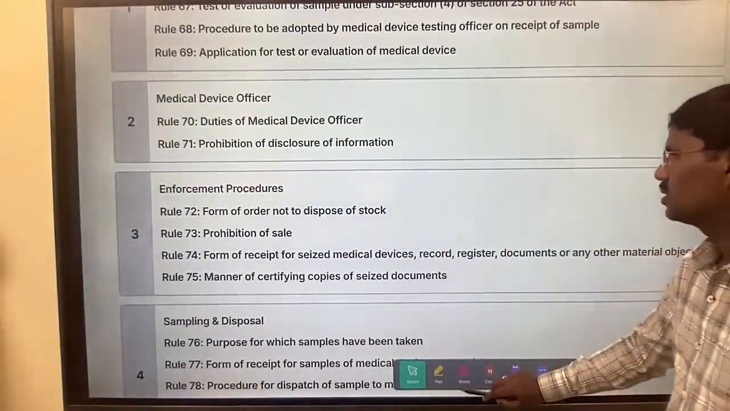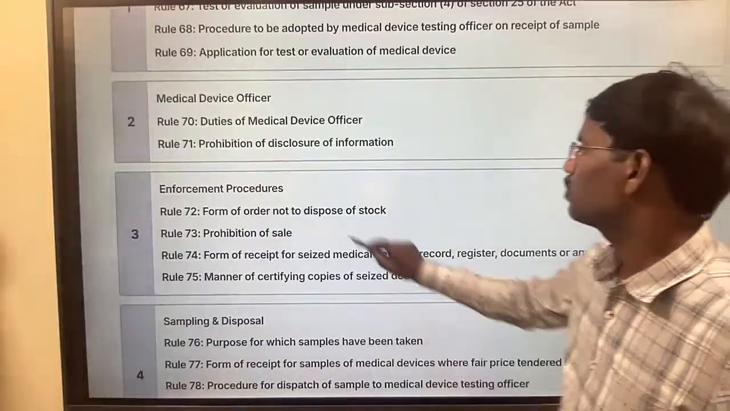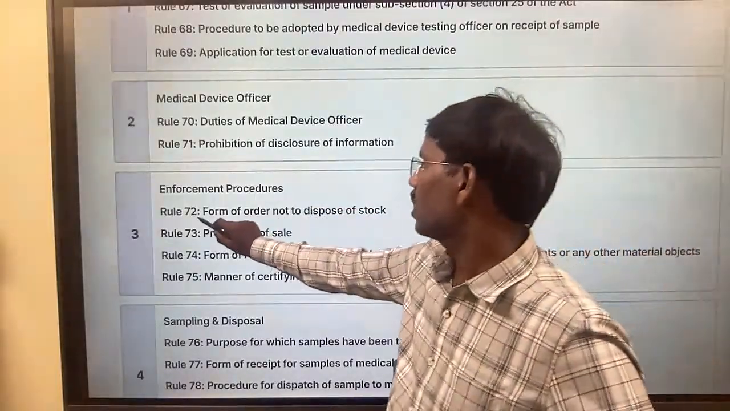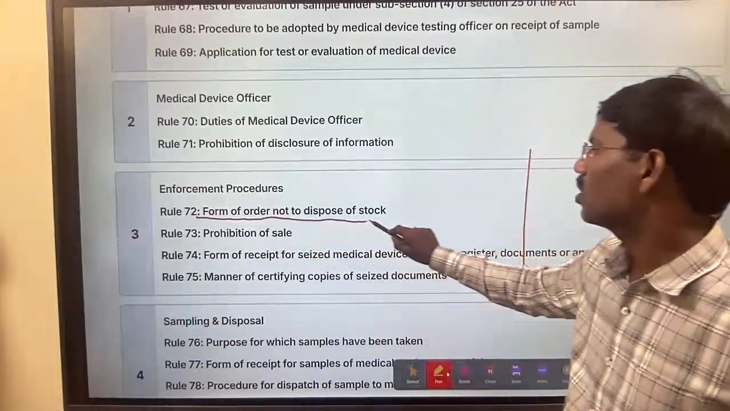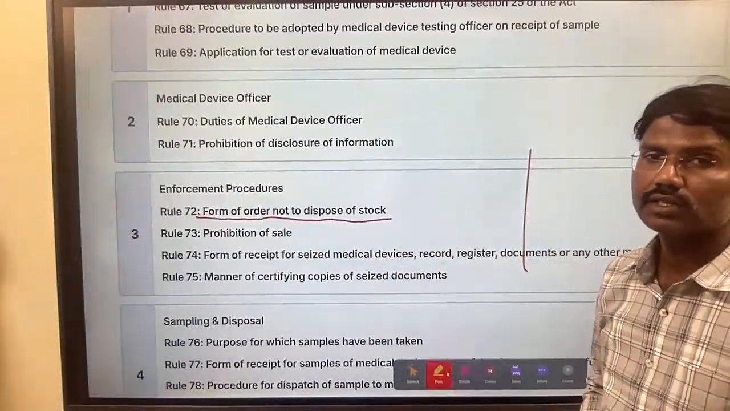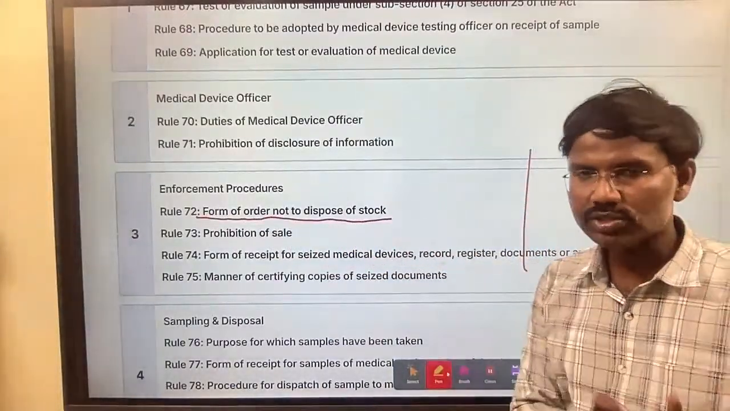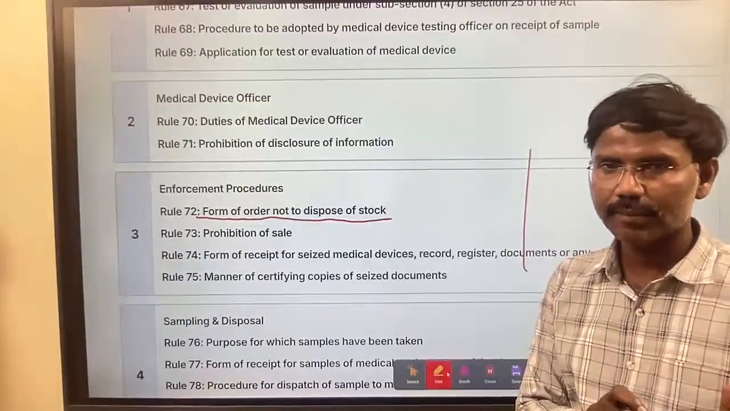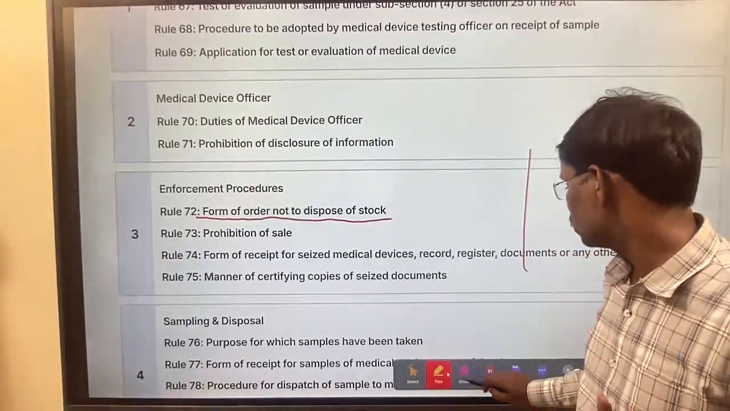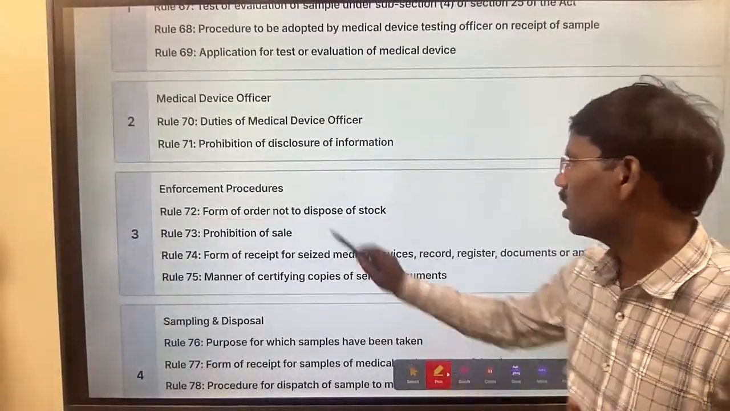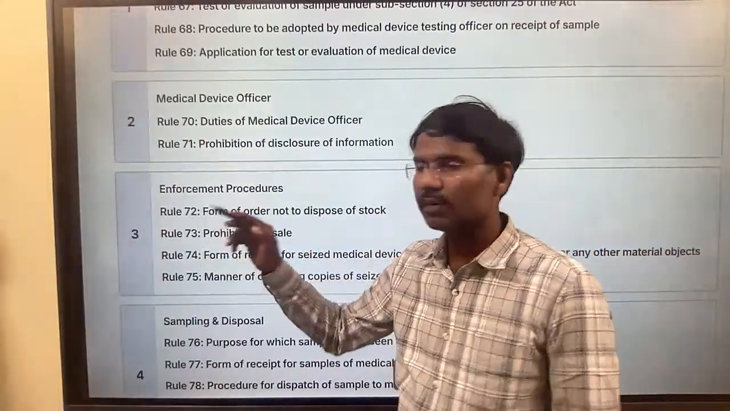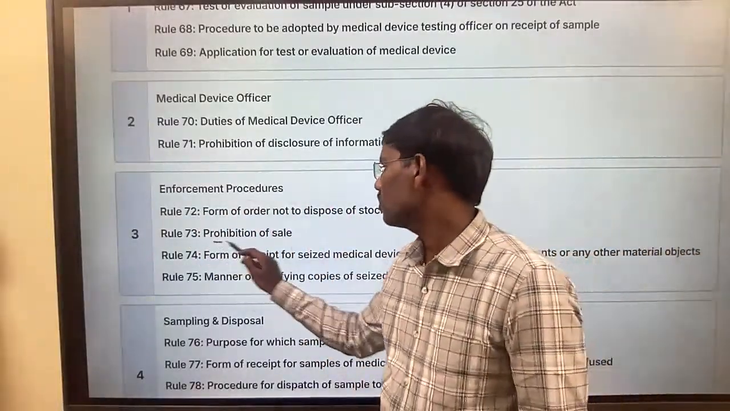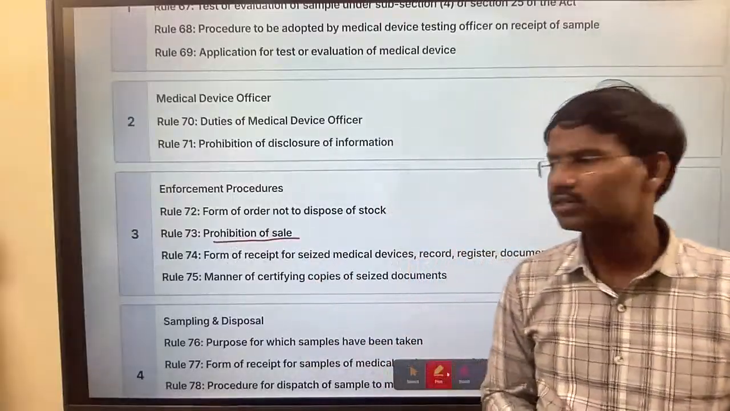And then the third one is enforcement procedures. So how do you go for enforcement? Rule number 72, form of order not to dispose of stock. Once something goes wrong in the medical device manufacturing company with this particular device, do not dispose of the stock according to rule number 72. And rule number 73, if something goes wrong, prohibition of sale, you can stop that particular product sale.